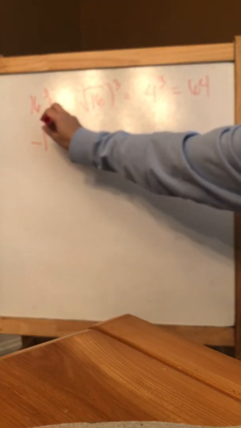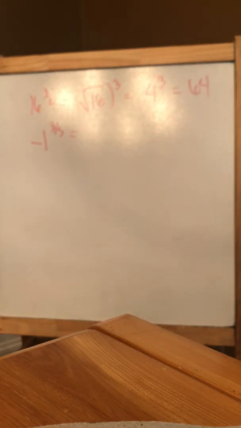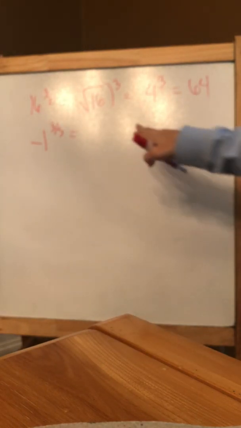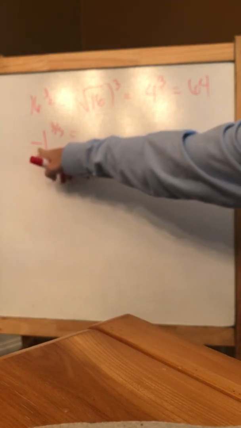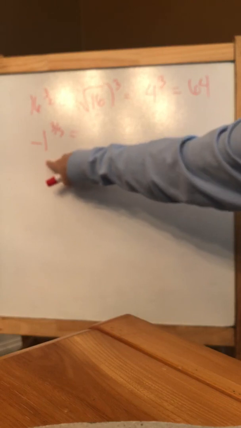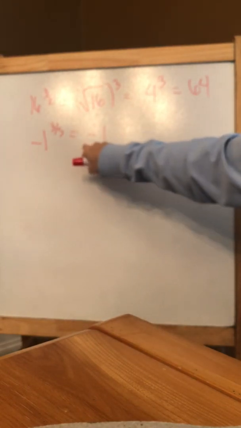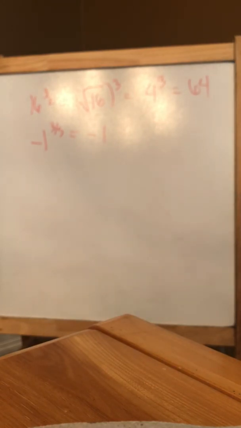Okay, next we have -1 to the 3/5. -1, which is not in parentheses, to the 3/5. So you can actually save yourself a lot of time here. The negative sign is not in the parentheses, and it's a 1. 1 to anything is just 1, and this is -1 because the negative is not included in the parentheses.